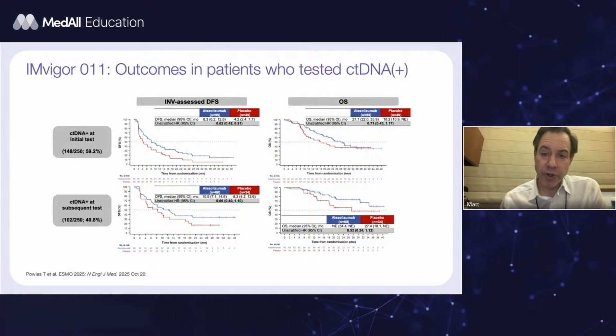Here are the results of the impact of atezolizumab versus placebo on disease-free survival and overall survival. In the top panels, those are patients with detectable ctDNA immediately after surgery. And in the bottom panels, those are patients who had undetectable ctDNA initially, which converted to detectable during follow-up. And what you see in all of the curves is that there's a significant benefit to atezolizumab versus placebo in patients with detectable ctDNA if that ctDNA was detectable at baseline after surgery or if it was detected during follow-up in a conversion from an undetectable to detectable assay.